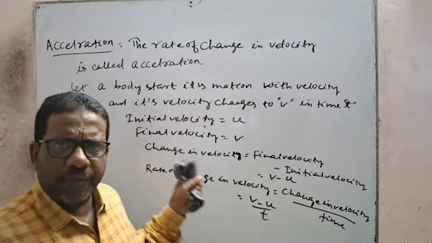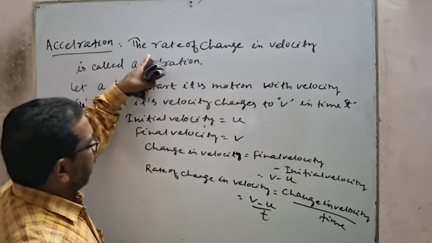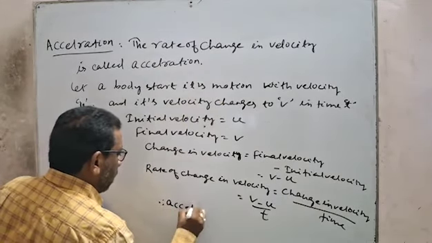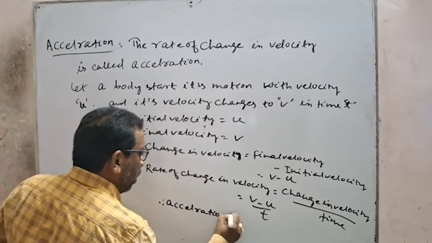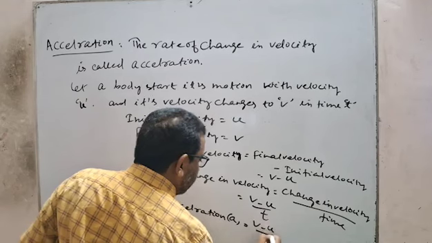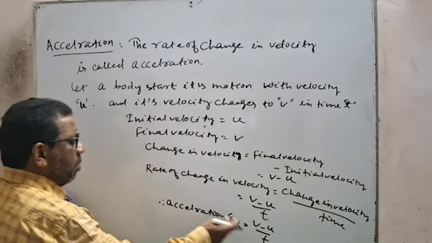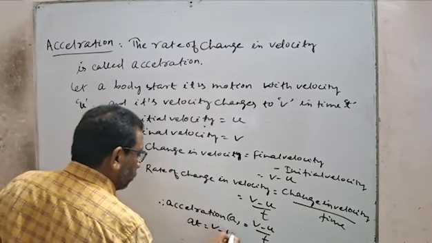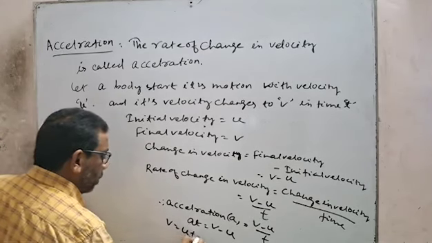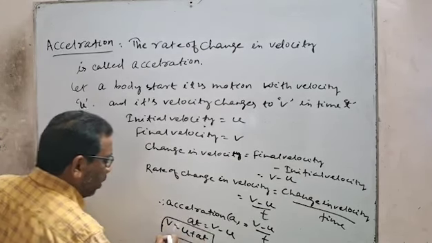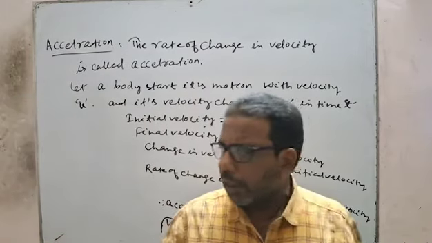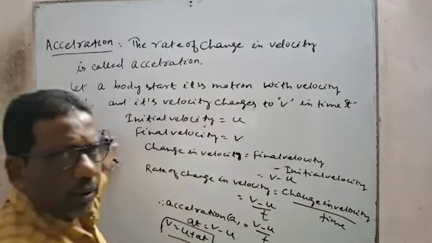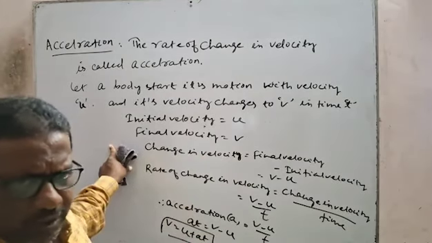But according to the definition of acceleration, the rate of change in velocity is called acceleration. Therefore, acceleration a is equal to v minus u by t. If we multiply it, at is equal to v minus u, or v equals u plus at, and this is the first equation of motion. Now you understand what acceleration is?